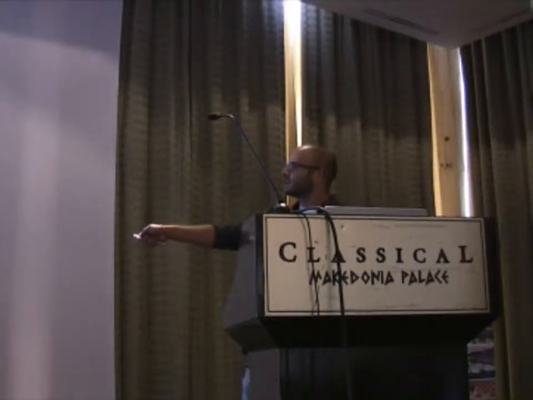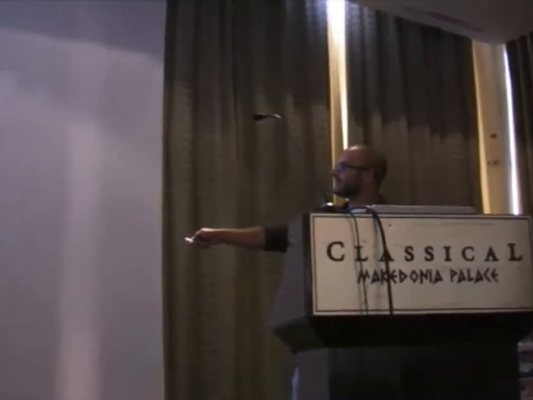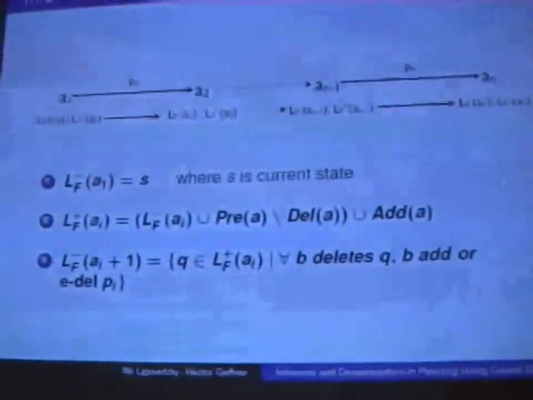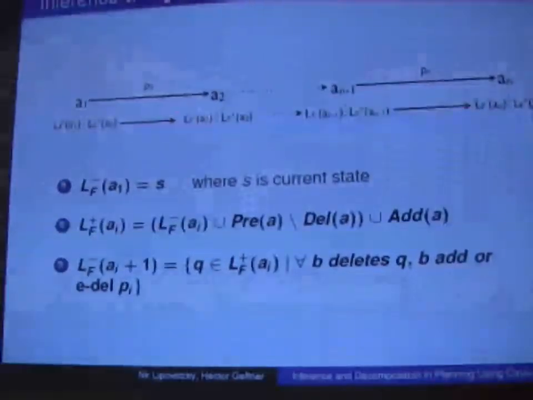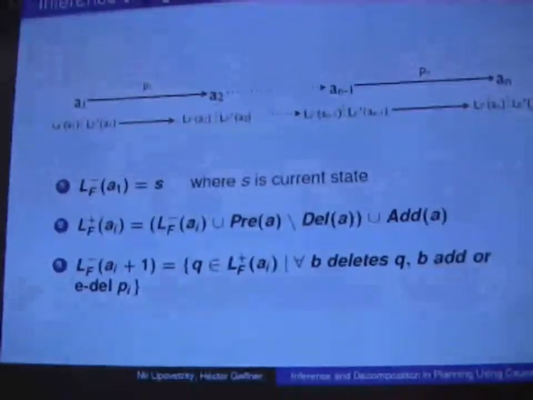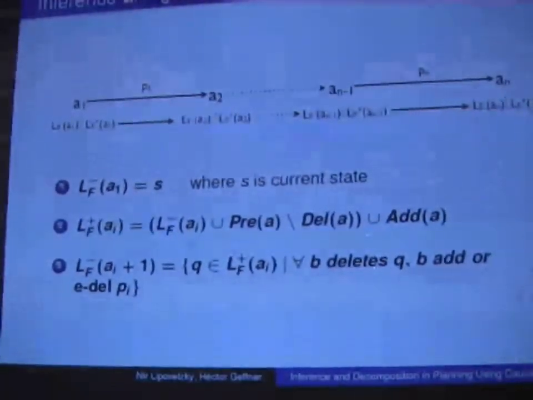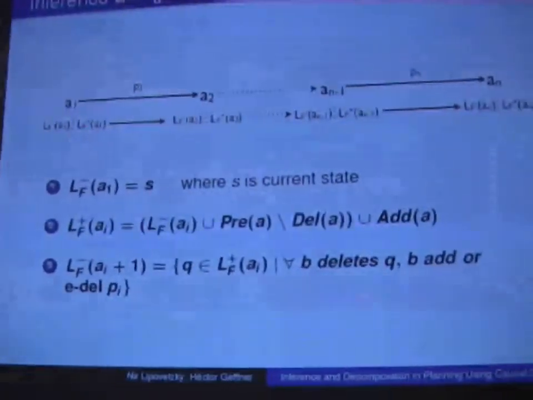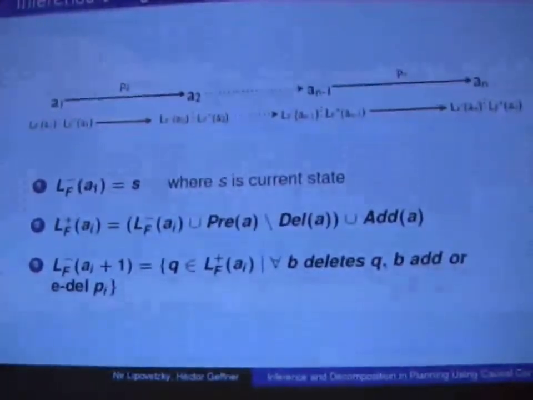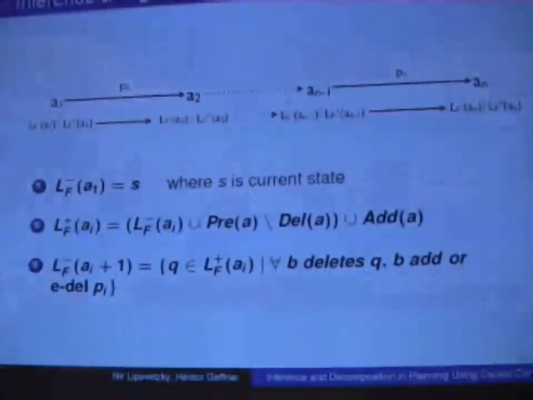So the key question is how to go from here to here, and we'll say that an atom Q that was true here will also be true before the next action if no action can delete it, meaning that all the actions that delete an atom from here either add or delete the link, so they are forbidden.